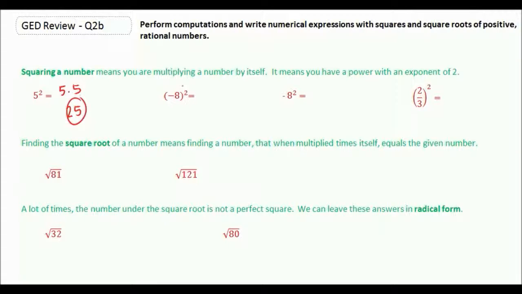Negative 8 quantity squared would be negative 8 times negative 8. We learned that a negative times a negative is a positive, so it would be a positive 64.